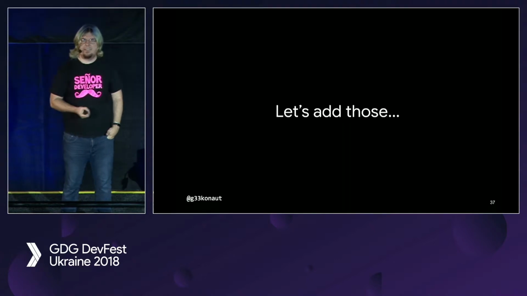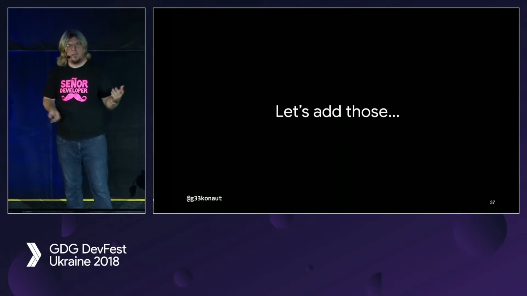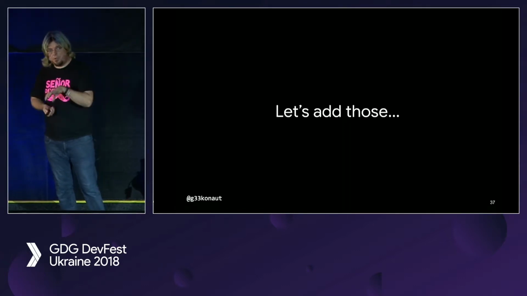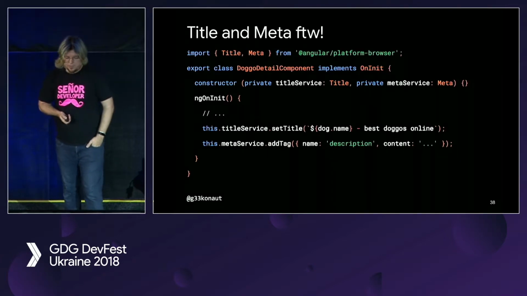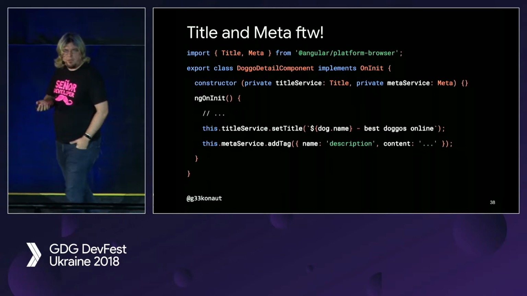So let's add titles and descriptions to our pages. We have basically two kinds of pages. We have the overview page that is pretty generic, but then we have the page for the individual doggos. All right, so here's how we can do that in Angular. And it's actually not very hard. I'm really happy how easy they make it.